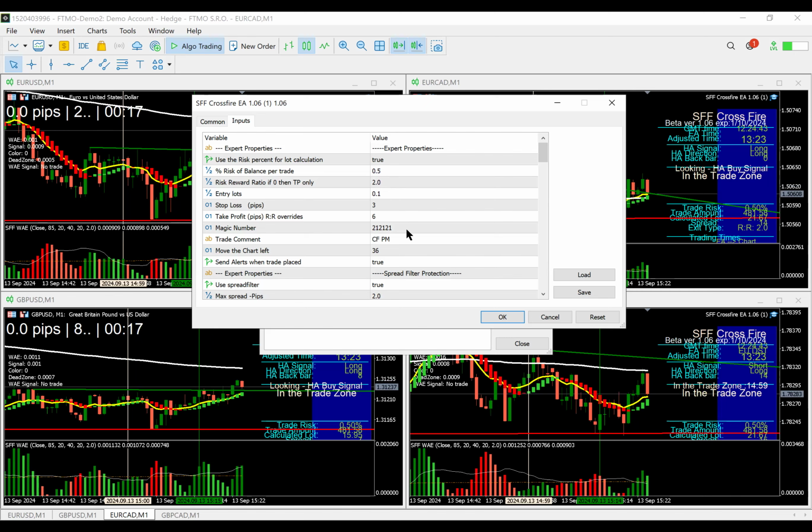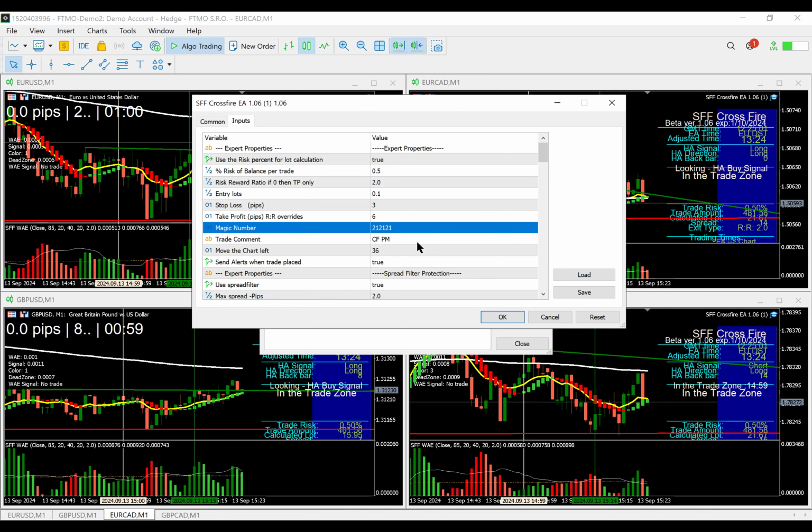The magic number really is, all 4 of these pairs have the same magic number, and I'll explain that a little bit further down. I've put a trade comment in there. That's really just to tell me that it's an afternoon session of Crossfire. These things are important if you're using a funded account, because if lots and lots of people have the same trade comment and have the same magic number, the funding company will recognize that. So we all need to have a different magic number, and we all need to have a different trade comment.